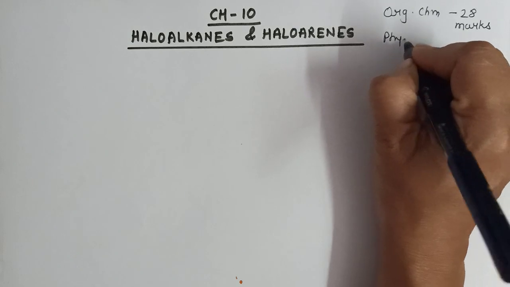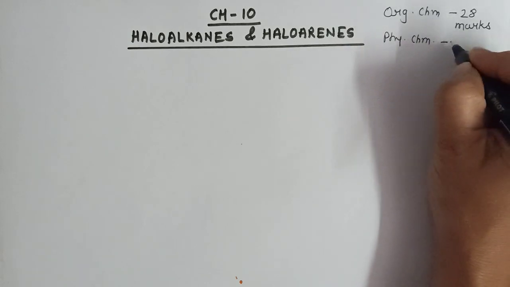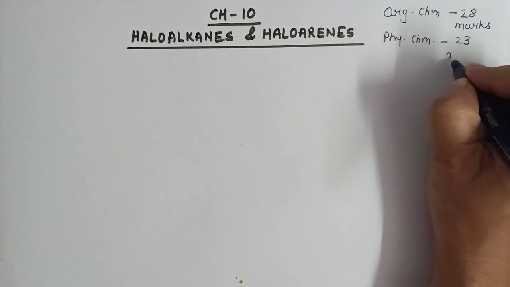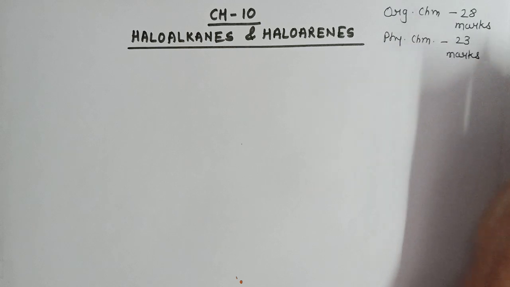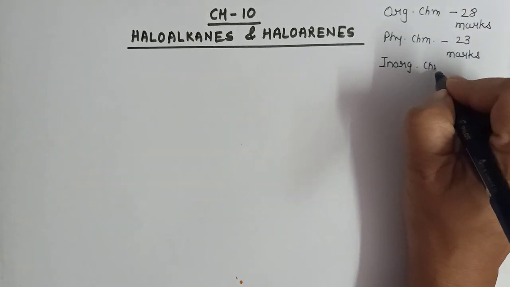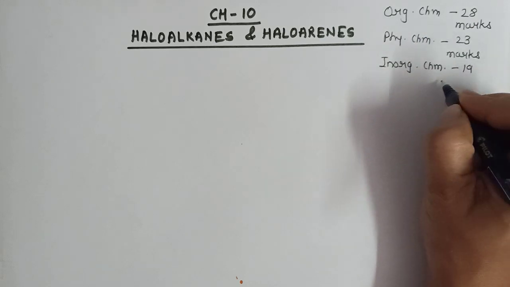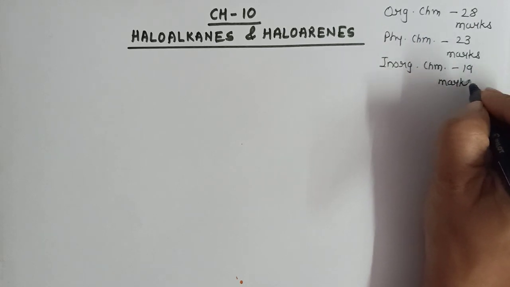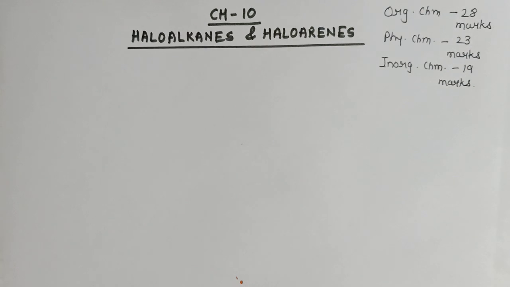Physical chemistry carries the weightage of 23 marks, and inorganic chemistry carries the weightage of 19 marks. This is the latest information. If there is any change in this weightage, it will be informed to you later.